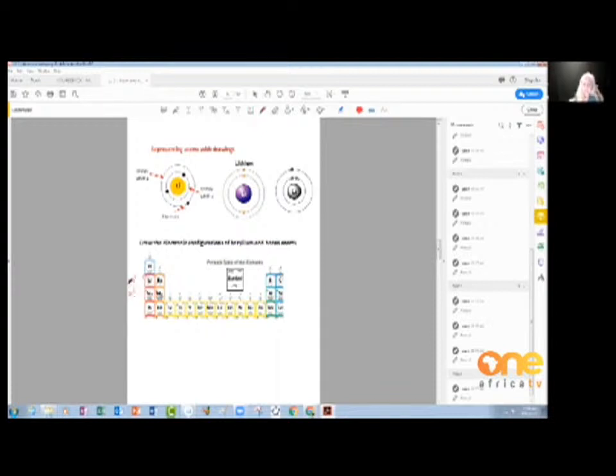So 3 electrons. The first 2 electrons go into the first energy level, which we show with a circle here. But the third electron cannot go there anymore. It has to go to the next energy level, which is the second energy level. Here we see energy level number 1, and this is energy level number 2, the second circle.